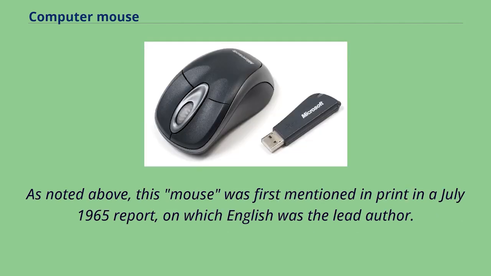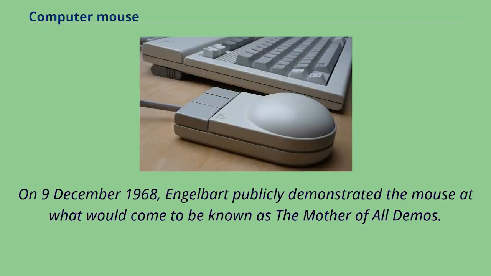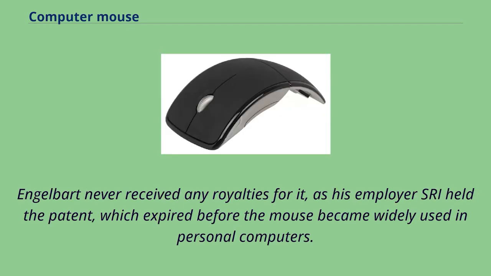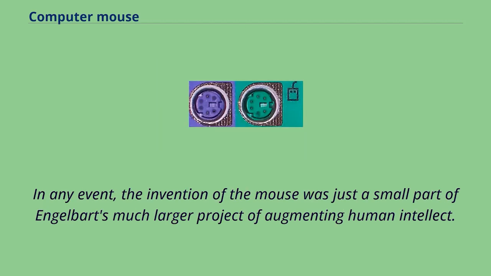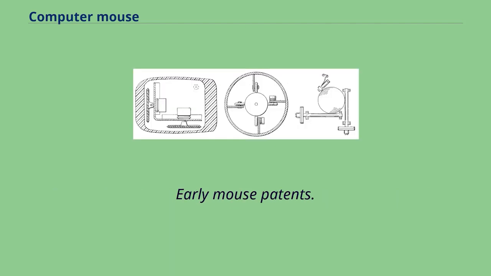As noted above, this mouse was first mentioned in print in a July 1965 report, on which English was the lead author. On December 9, 1968, Engelbart publicly demonstrated the mouse at what would come to be known as the mother of all demos. Engelbart never received any royalties for it, as his employer SRI held the patent, which expired before the mouse became widely used in personal computers. In any event, the invention of the mouse was just a small part of Engelbart's much larger project of augmenting human intellect.